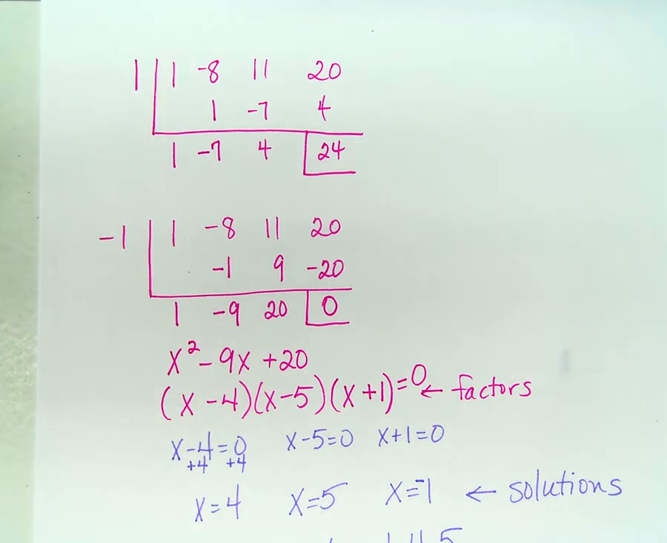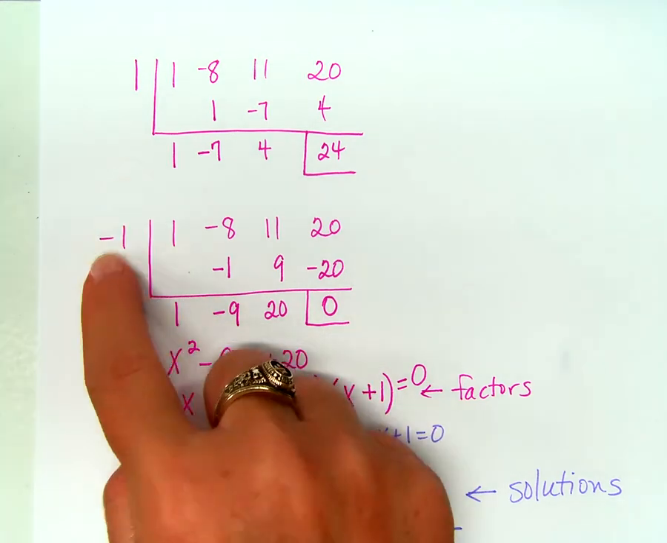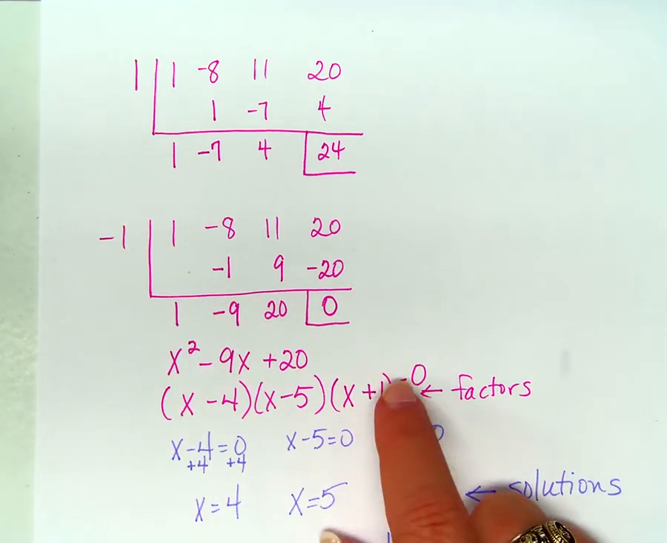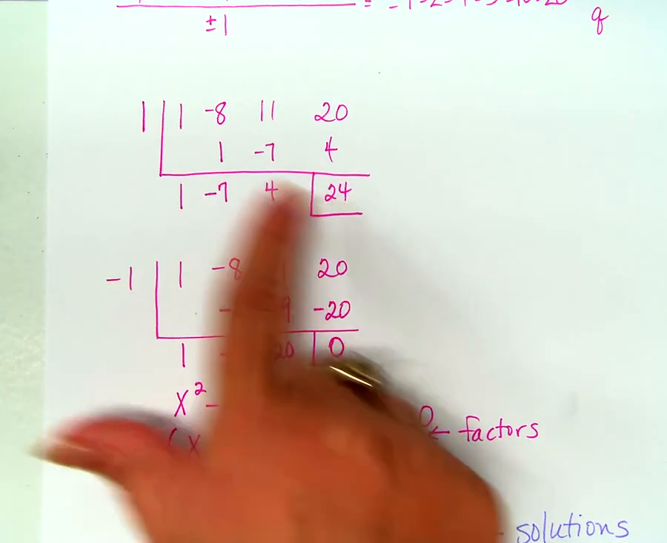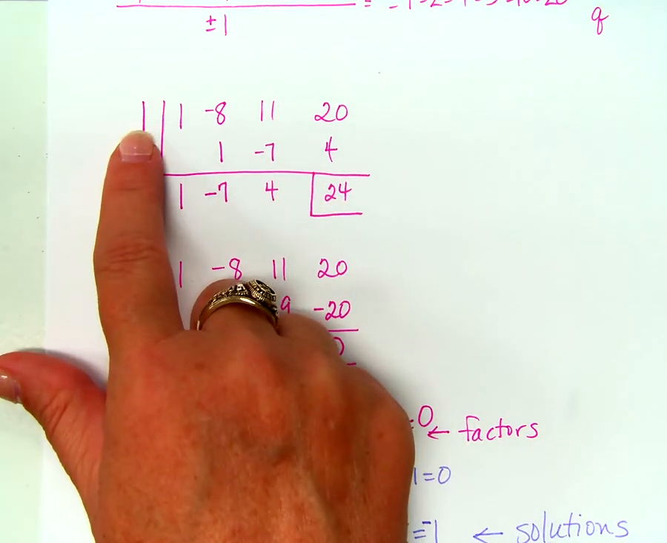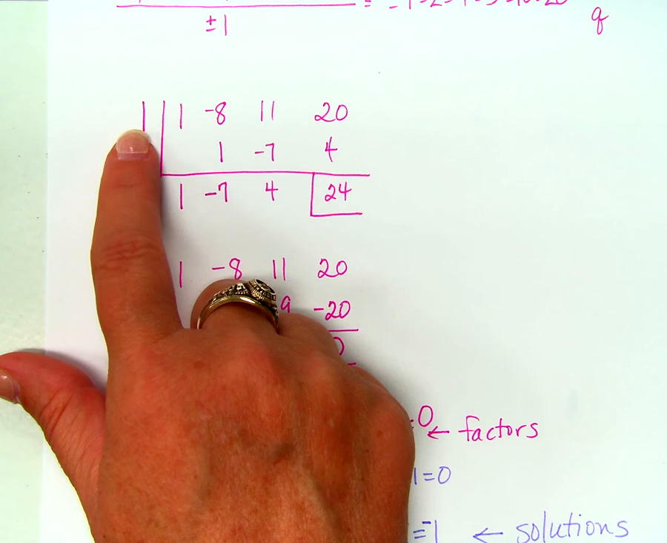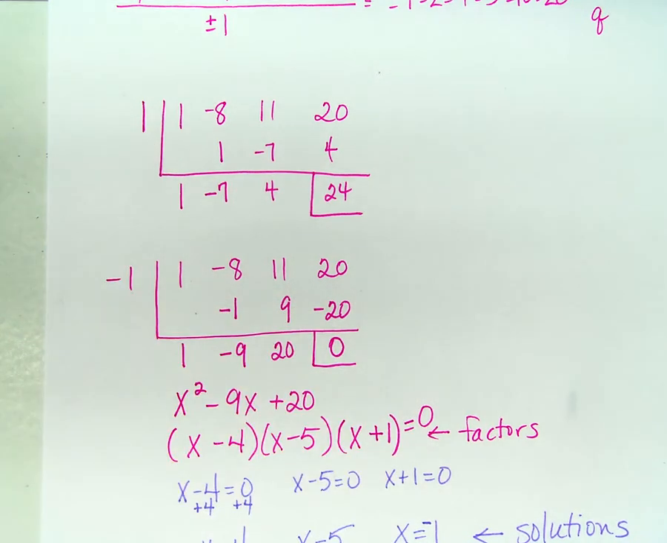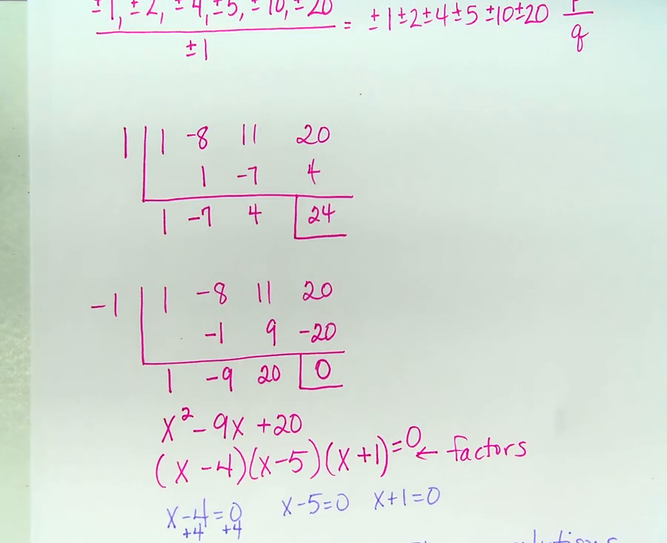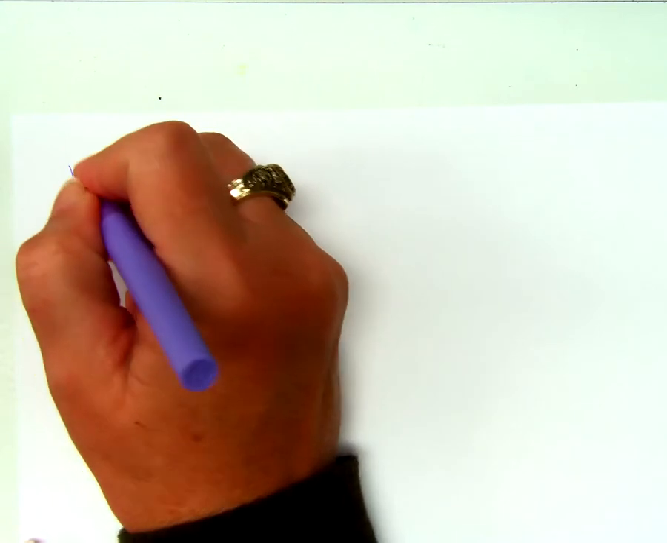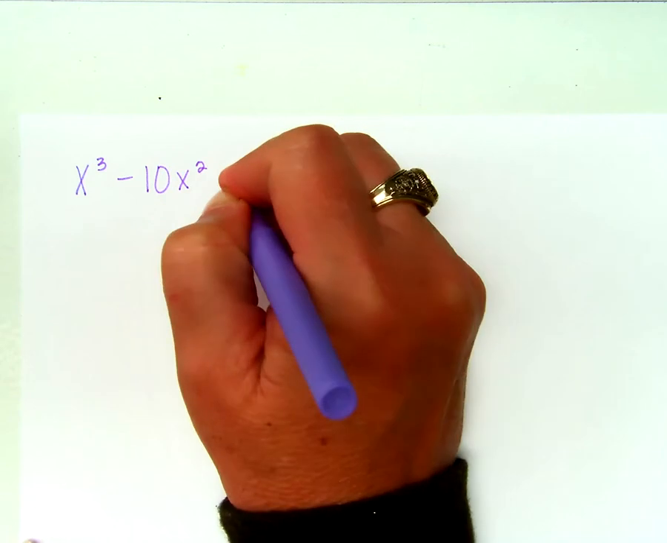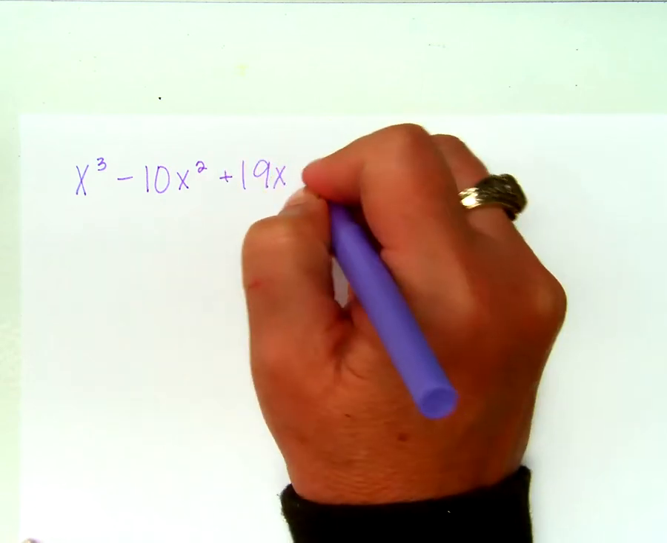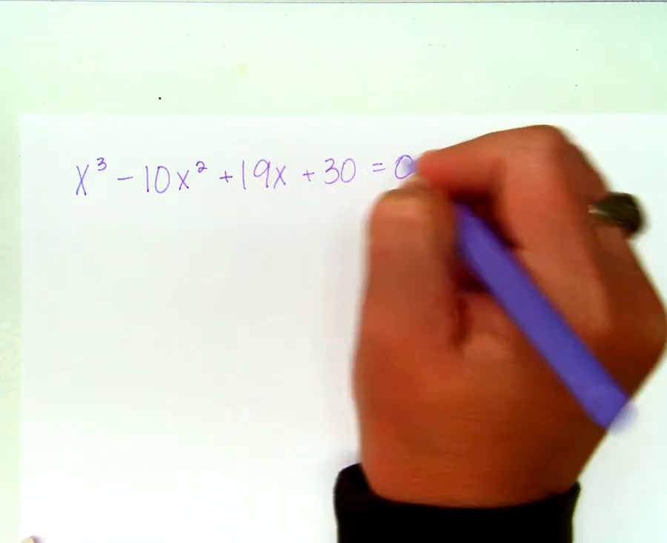Yep. If it was -2, this factor would be x plus 2. Okay? If this one worked, if this was a 0 right here, so that told us this was a factor, excuse me, a solution, what would its factor be? X minus 1. You okay with that? Okay. How about if we do another one? Will that be good? Okay. X cubed minus 10x squared plus 19x plus 30 equals 0.